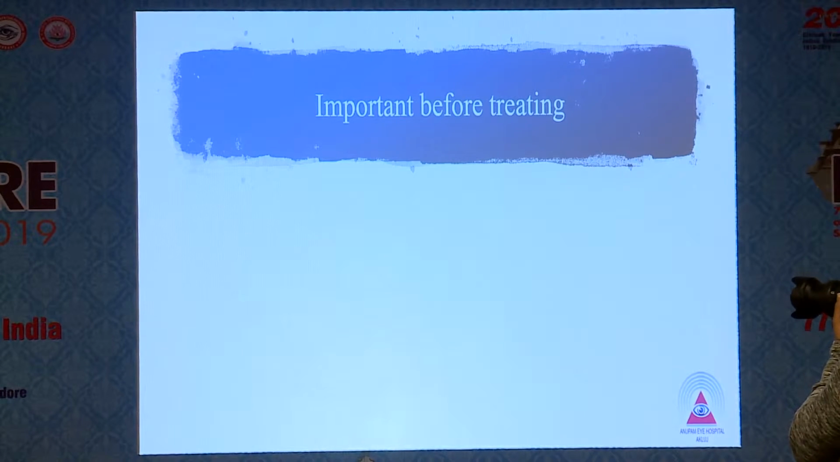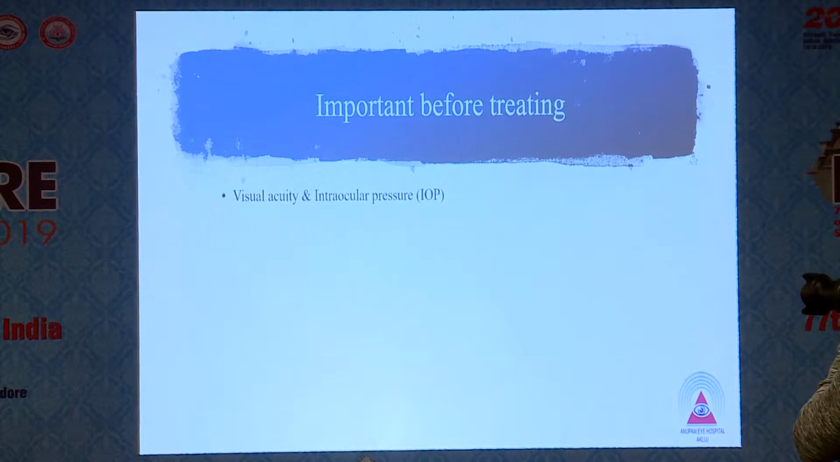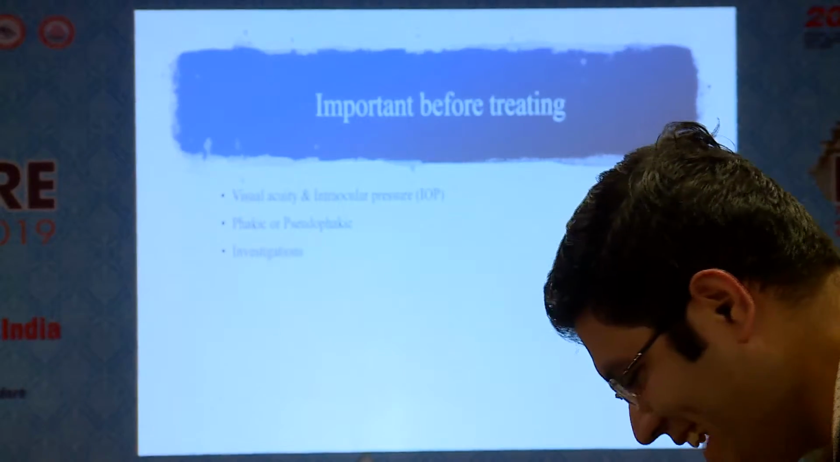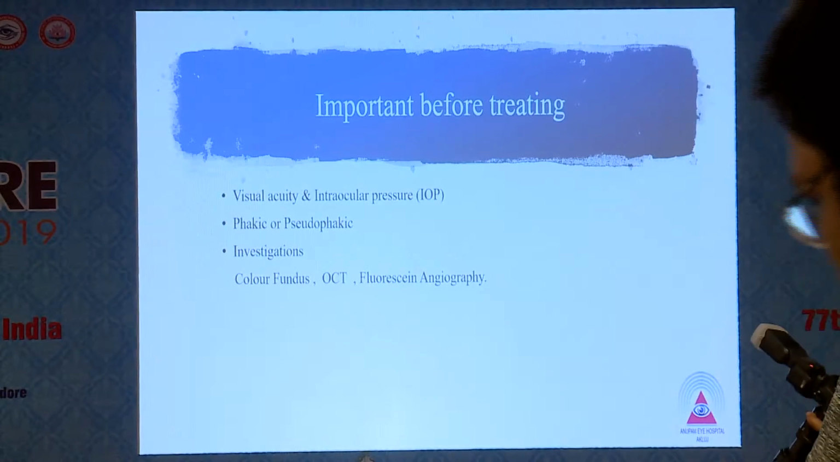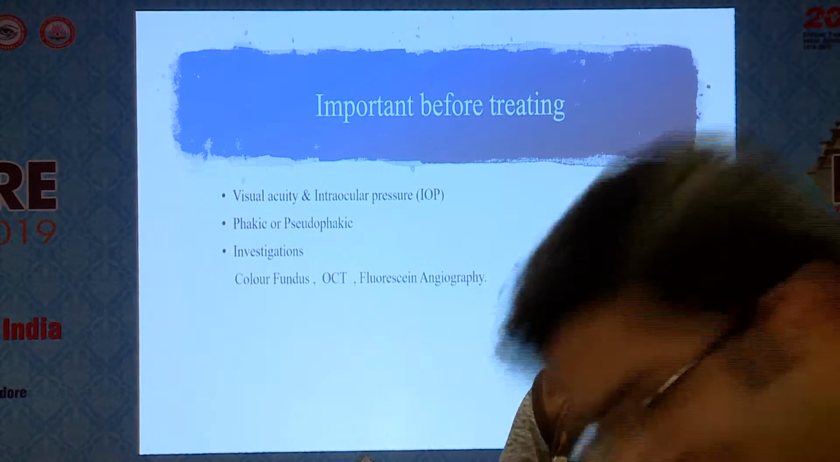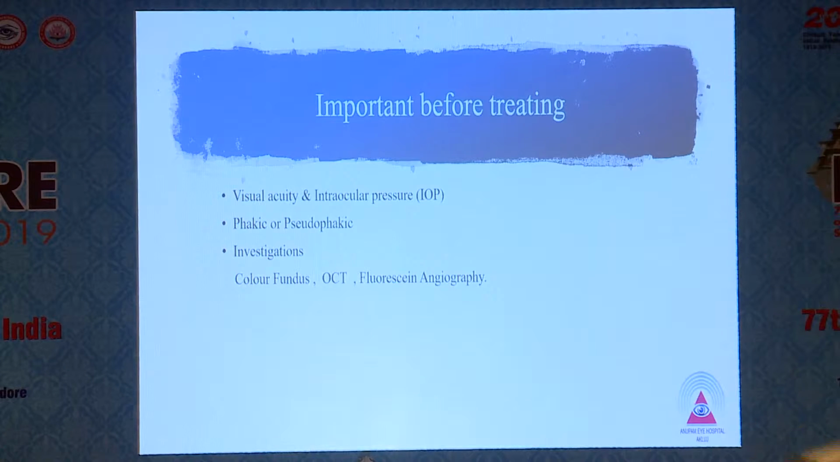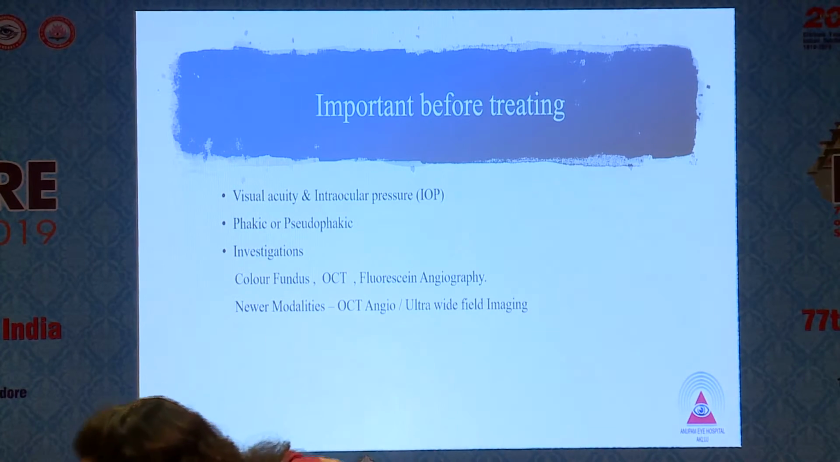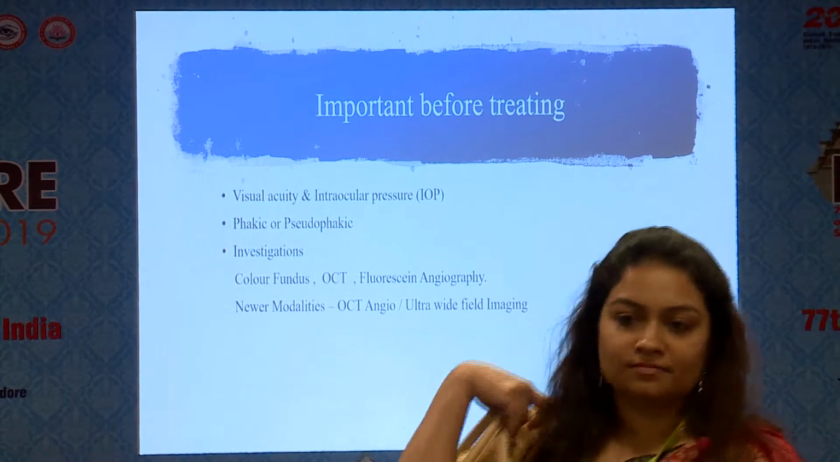While treating, it is important before treating to note down the visual acuity, the best corrected and the uncorrected visual acuity of the patient, the intraocular pressure of the patient, and the status of whether it is phakic or pseudophakic. Every diabetic macular edema patient should undergo color fundus, OCT, and fluorescein angiography as a baseline, as these help with documentation and to assess the response to treatment. The new modalities which have come into action are OCT angio and ultra-wide field imaging.